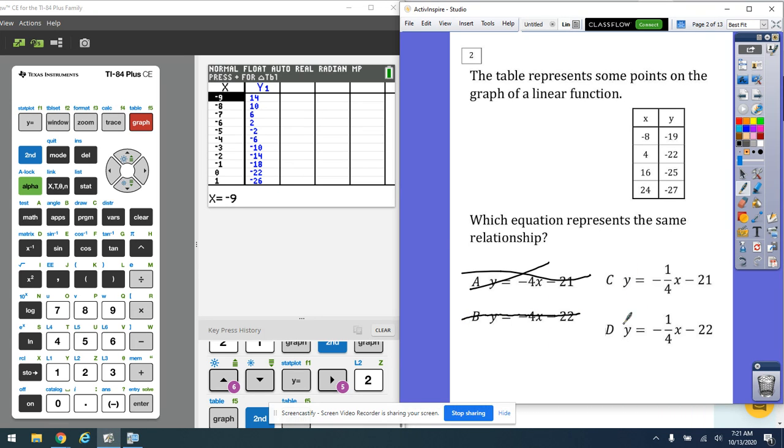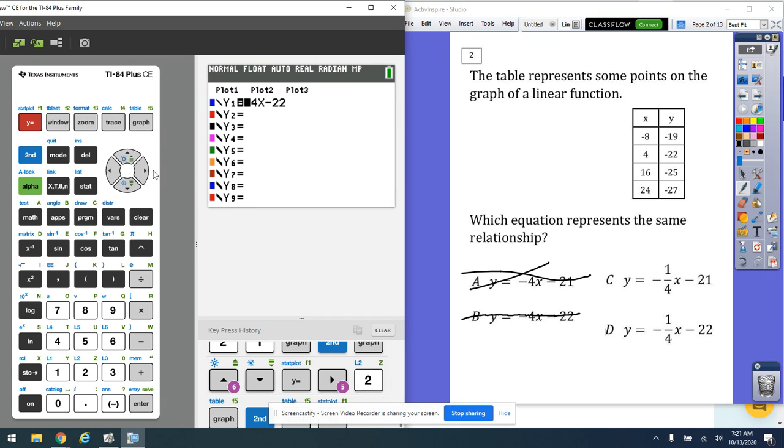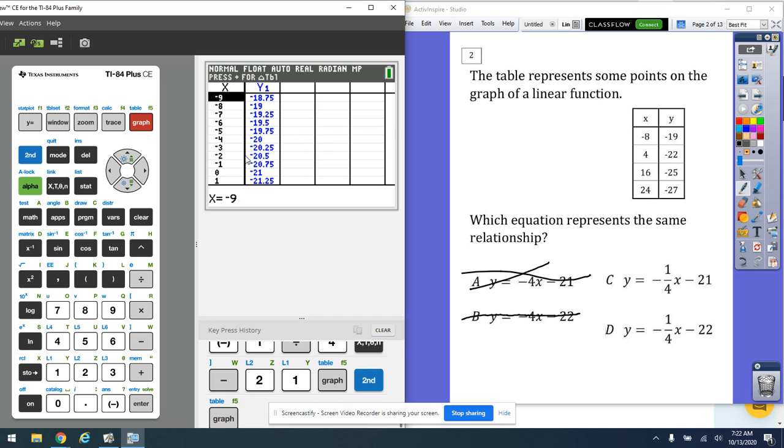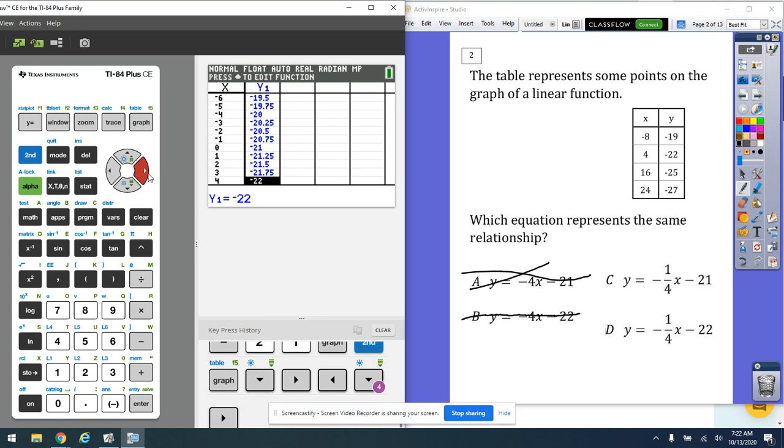Now I have a good chance of looking at one of these two answers. I'm going to clear this out. -1 divided by 4, that's our little fraction here, x, -21, and then graph. If I don't see it, chances are it might be off the page, so I just go to second, table, and I can still see those listed values. Now we're going to check through it. -8 and -19, okay, that one works. We have to try all four of them. At 4, I should have -22. Yep, 4, -22.